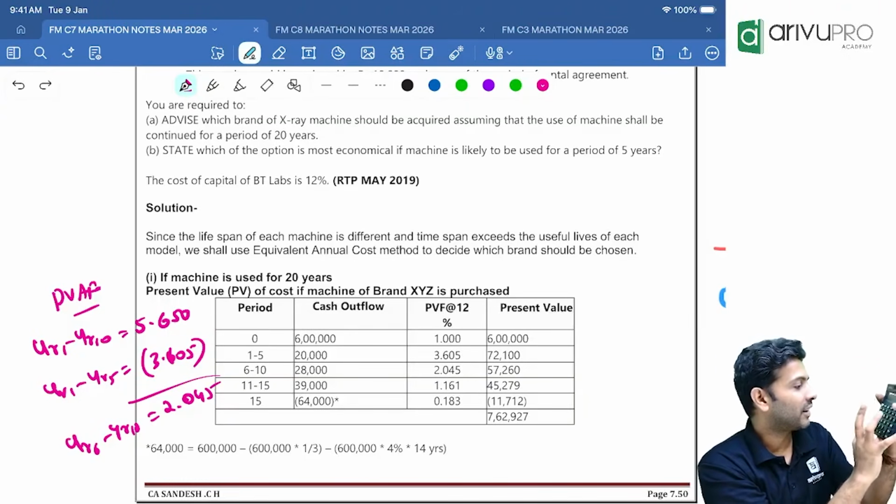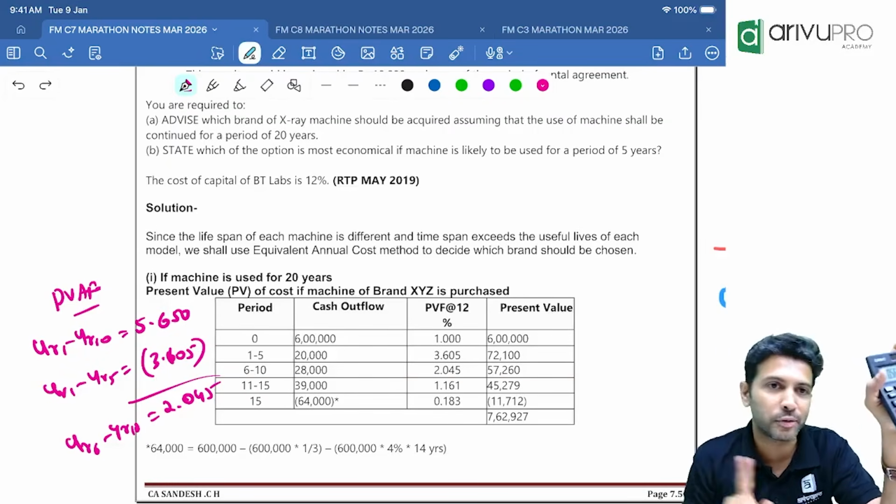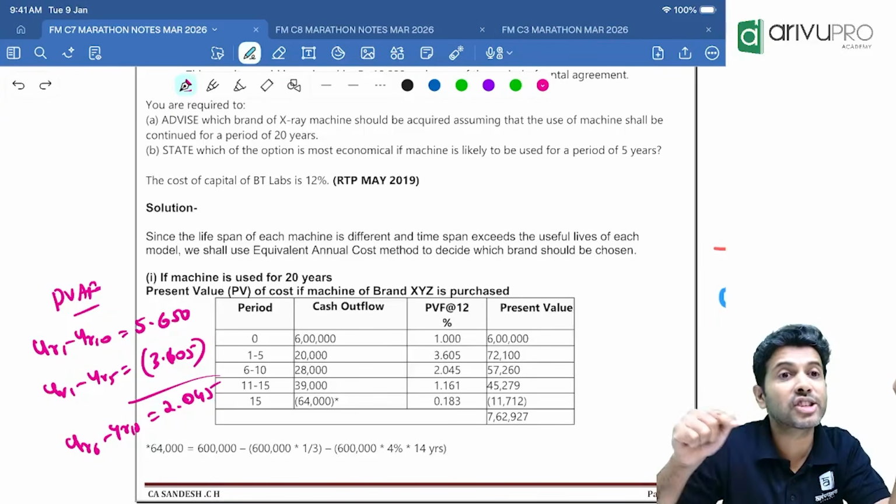1 divided by 1.12, then equals 1, 2, 3, 4, 5. My calculator is showing 0.5674. We are also on the same line. 5 years are over. Then we need it from 6 to 10.